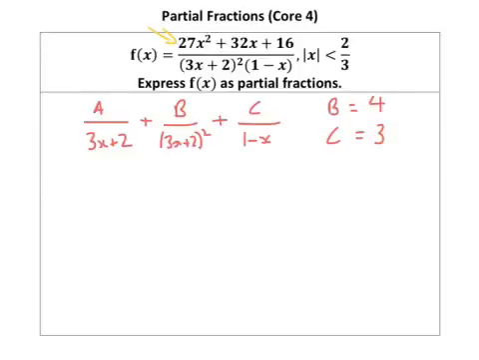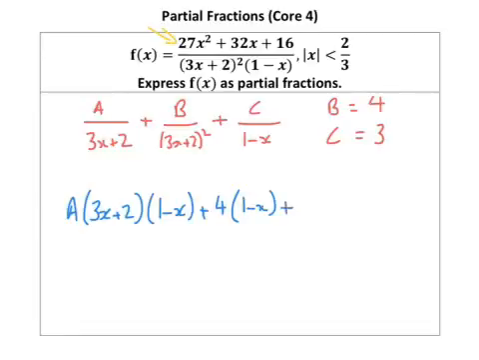Now, once we've got that, we're going to have to do some multiplying out in order to find out what A is. So if I was putting them all over a common denominator, or multiplying them all out, I suppose, you should get this: A times (1 minus x) plus 4 times (1 minus x) plus 3 times (3x plus 2) squared, and that equals the 27x squared, etc. I can't fit it on, so there you go, it equals the top part here.